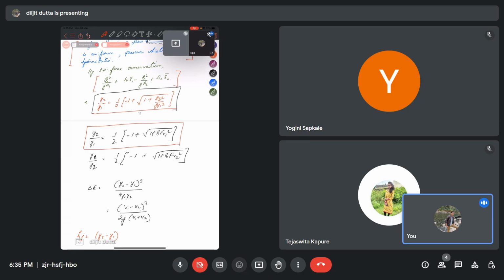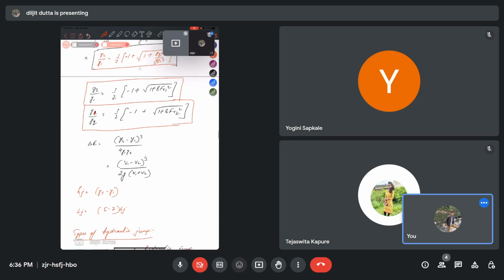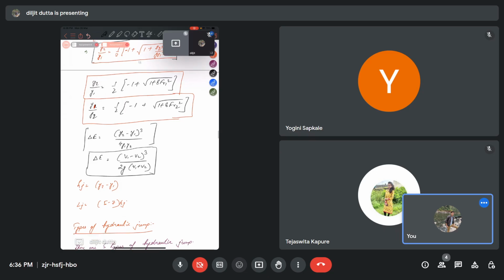y2 by y1 equals half of minus 1 plus under root 1 plus 8 Fr1 square, and similarly y1 by y2 equals half of minus 1 plus under root 1 plus 8 Fr2 square. And the loss of energy in the hydraulic jump can be obtained as (V1 minus V2) whole cube into 2g into (V1 plus V2), or it can also be obtained by this formula, (y2 minus y1) whole cube by 4 y1 y2.